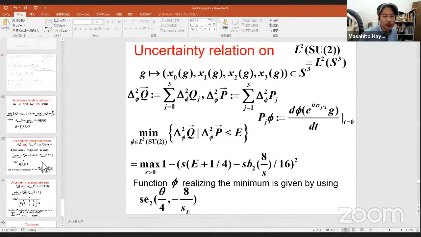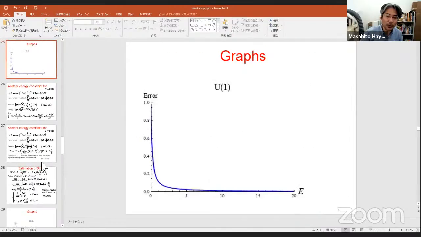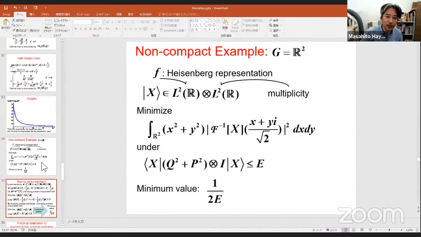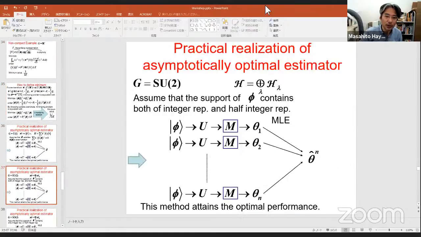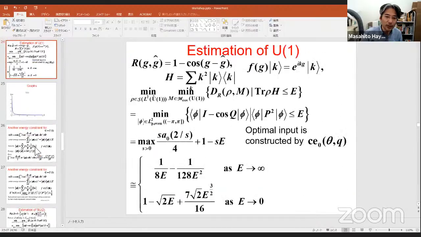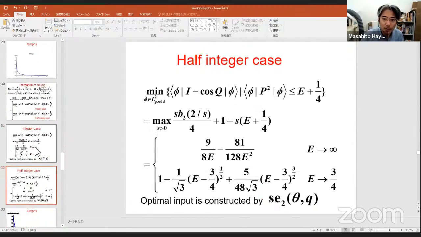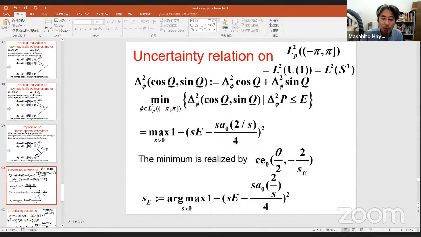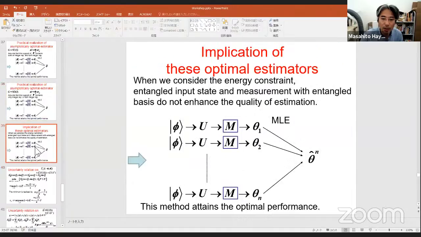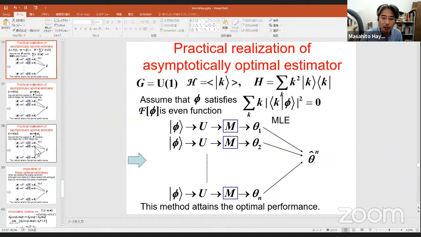Yes, this is somehow a complicated issue because I don't have enough intuition, because I only calculated the Fisher information in that situation. So we calculated the Fisher information, and then we have that result. But this result holds only in the case of U1. This is the SU2 case. Yes, this is the U1 case.